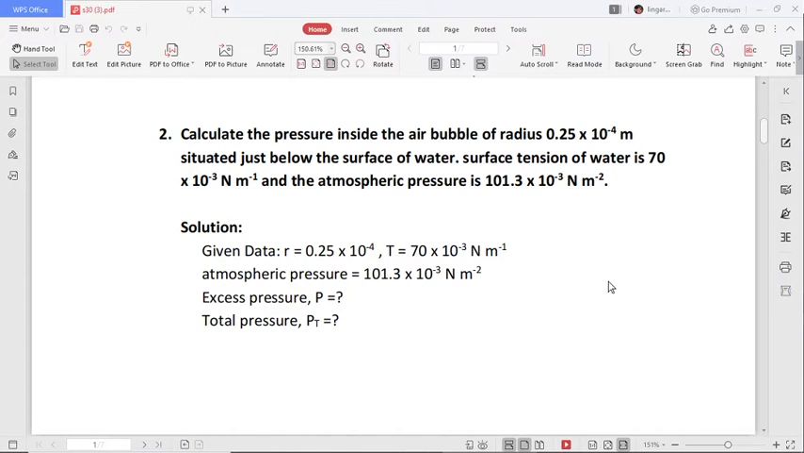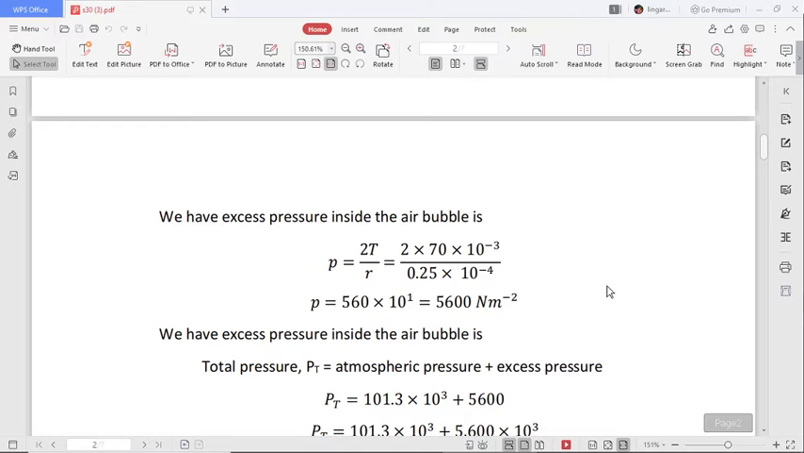We have to find two values. We come to the first: the excess pressure inside the air bubble. That is P is equal to 2T by R, which is equal to 2 into 70 into 10 to the power minus 3 by 0.25 into 10 to the power minus 4. Then P is equal to 560 into 10, that is 5600 Newton per meter square.